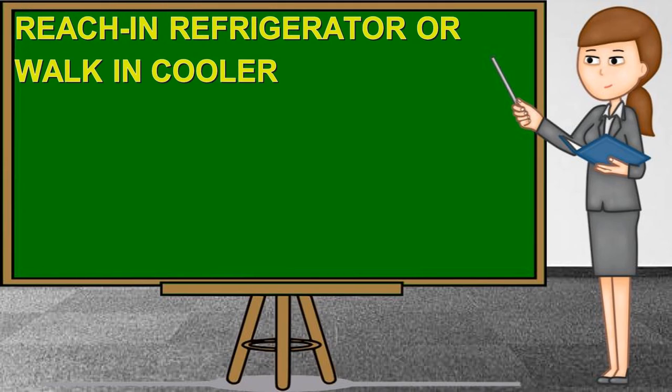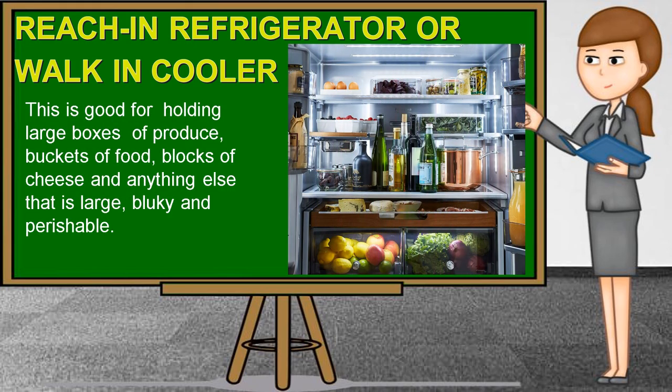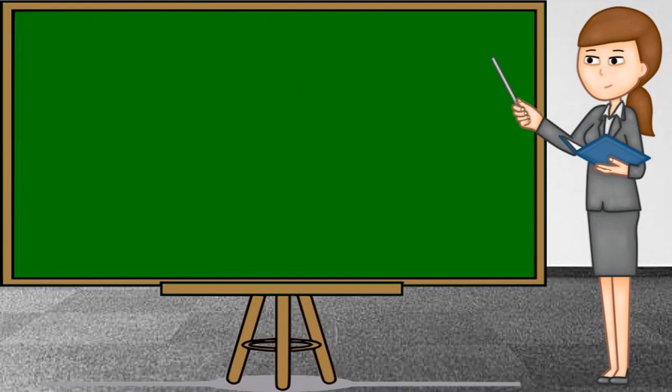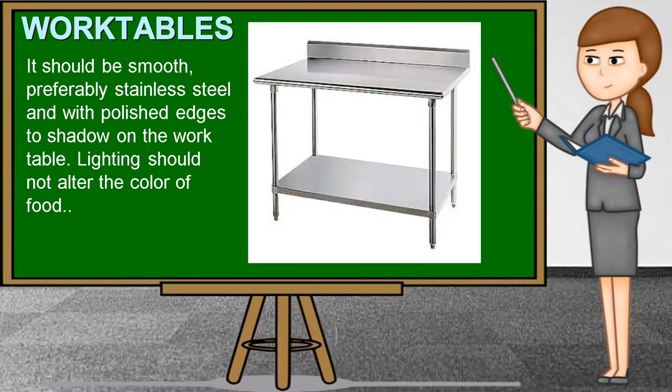Reach-in refrigerator or walk-in cooler. This is good for holding large boxes of produce, buckets of food, blocks of cheese, and anything else that is large, bulky, and perishable. Work tables is another tool and equipment needed in the preparation of salad. It should be smooth, preferably stainless steel, and with polished edges to avoid shadow on the work table. Lighting should not alter the color of food.